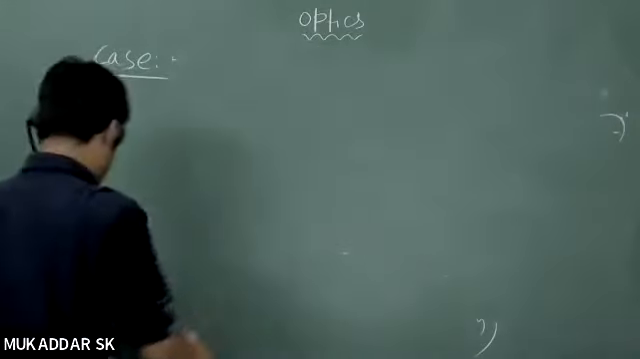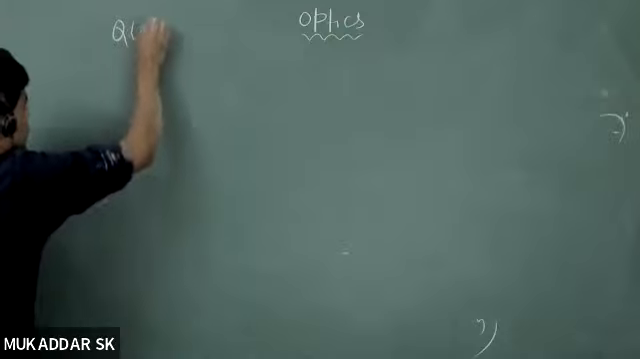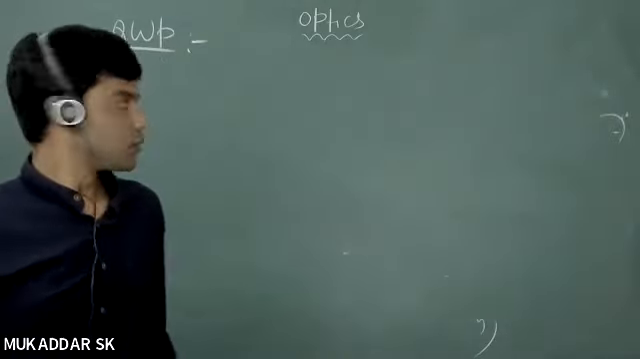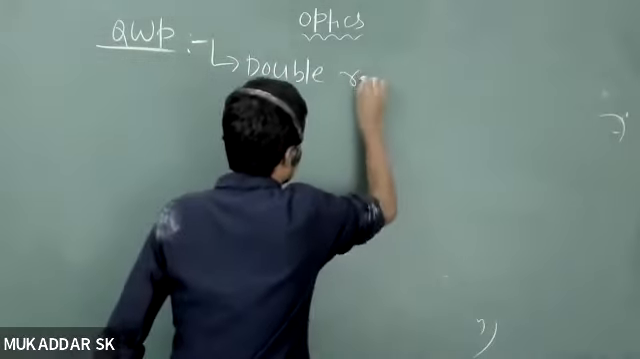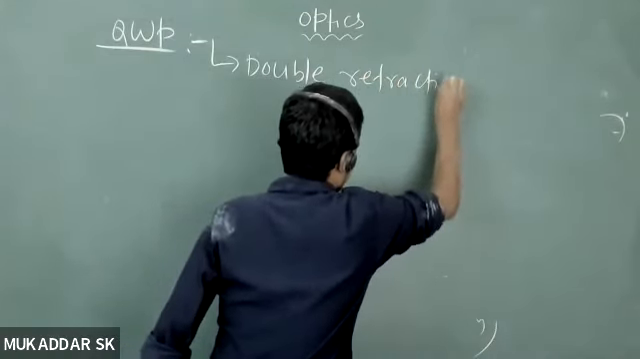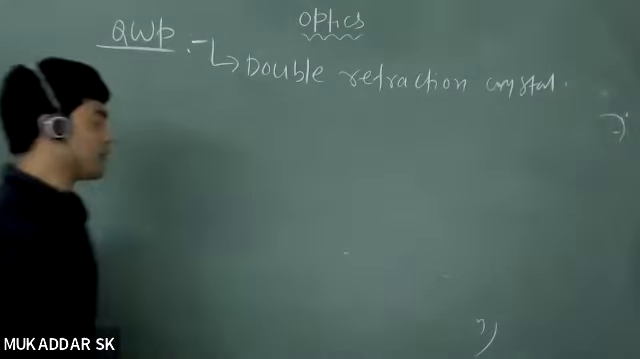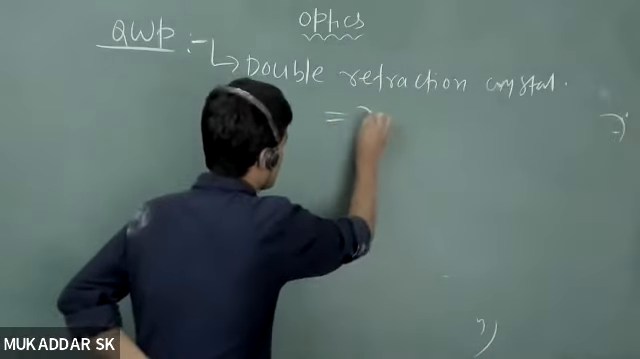Okay, now next we'll discuss the quarter wave plate. So you have now the quarter wave plate. The quarter wave plate is also a double refraction crystal. But its thickness is such that it will produce a path difference between the E ray and the O ray that is equal to lambda by 4.